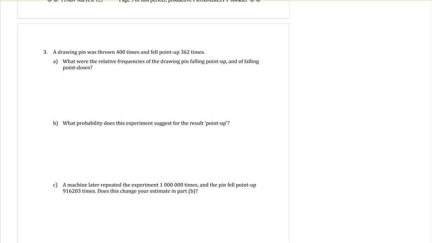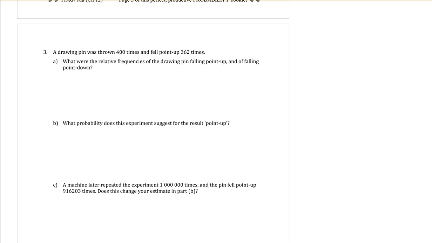So when you throw them, most of the time, the point faces down, which is out of the 400 times, it was 362 times that it fell point down. And the rest of the time, that was point up. Yeah, because the big dish, it would make sense that it does land with the base down. All right, so part A. What were the relative frequencies of the drawing pin falling point up and falling point down?